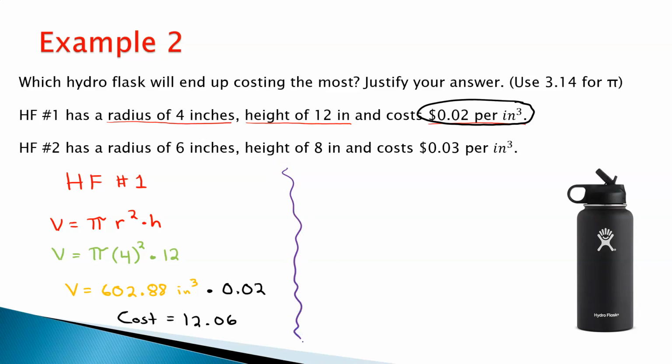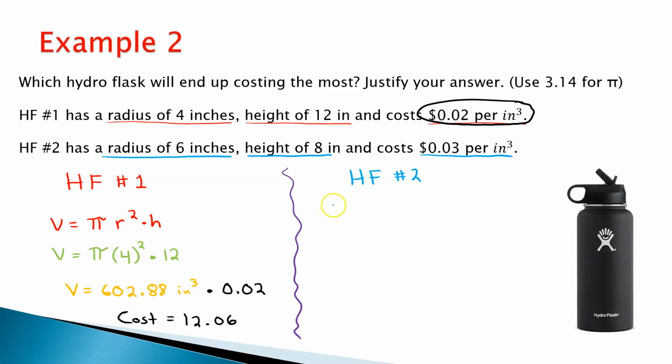Okay. Let's take a look at the second hydro flask. Let me pick a different color here. Hydro flask number 2. Well, this one has a radius of 6 inches and a height of 8, but this one costs 3 cents per cubic inch. So just because it costs a cent more, is it really going to cost more? Is it going to be less? Well, let's figure out the volume, and multiply it by that cost per cubic inch.